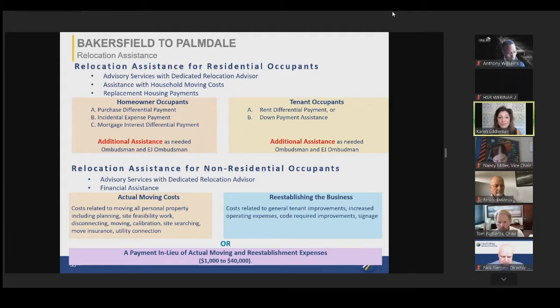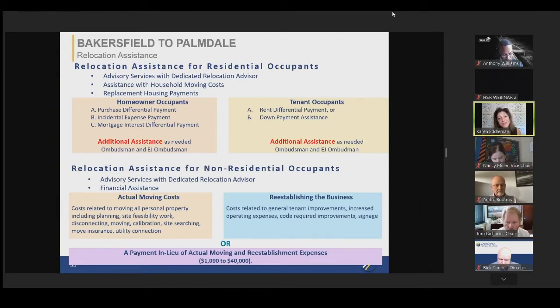So let's move on to non-residential occupants. So again, that's businesses, farms, and nonprofit organizations. Again, they have advisory services and a dedicated relocation advisor. We walk with them through the process. We help them understand what assistance is available to them. And one of the things I tell businesses all the time is, it's my job to stand in the middle between the authority and you, and make sure you know everything that you're eligible to receive by law. Everything. Every dime I can get you, I want to make sure that you get.